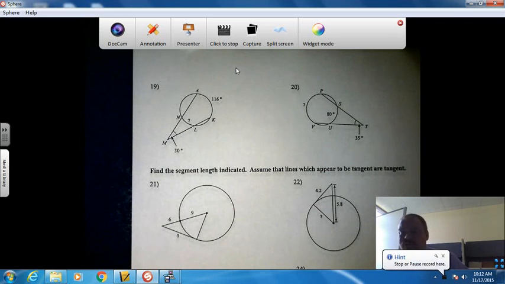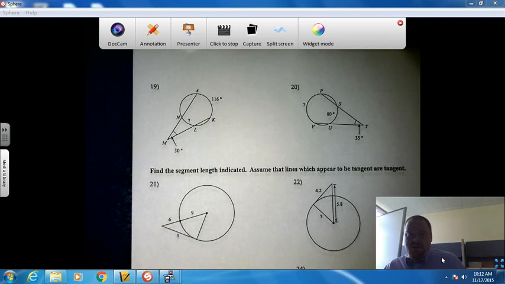Hey there, folks. In this video, we're going to be looking at pages 57A and B. These are the second two pages, if you will, in the circles packet in case this is a different semester. And I'm starting off with number 19 here.